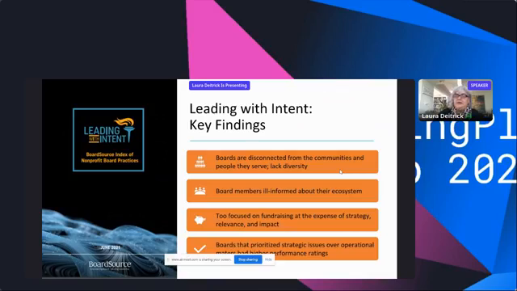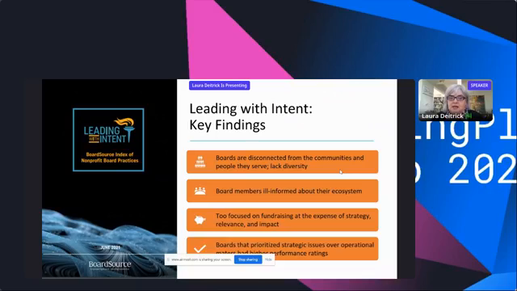And then lastly, in the US, we have two sources of information that I like to use when thinking about boards that are leading thought leaders. One is Board Source, and the other is called Board Effect. The research that Board Source did this summer showed that boards are disconnected from the communities and people they serve, lack diversity, and are often ill-informed about their ecosystem. And for today's purposes, I'm just going to mention the third one: too focused on fundraising at the expense of strategy, relevance, and impact.